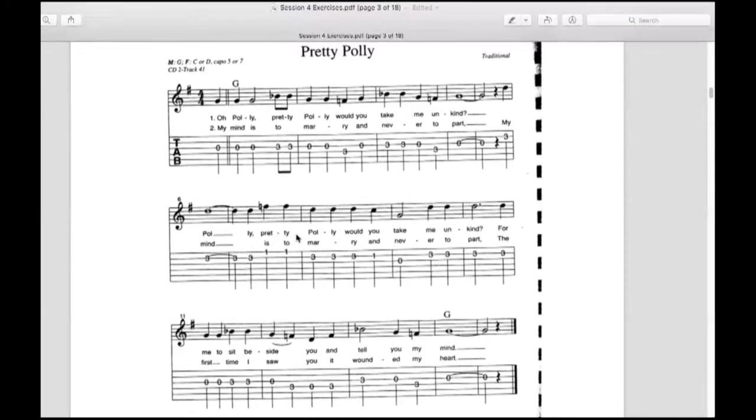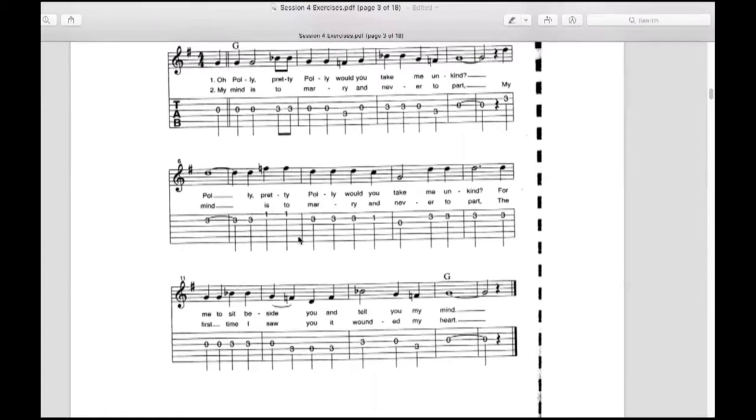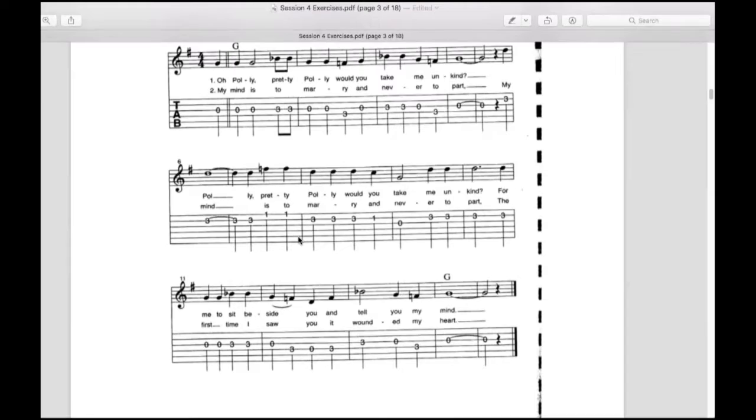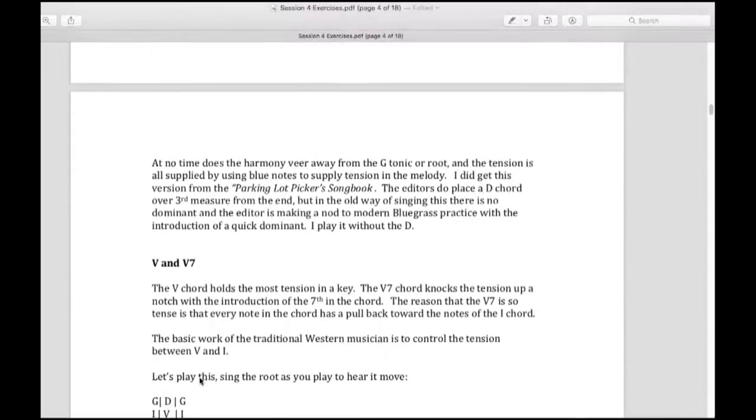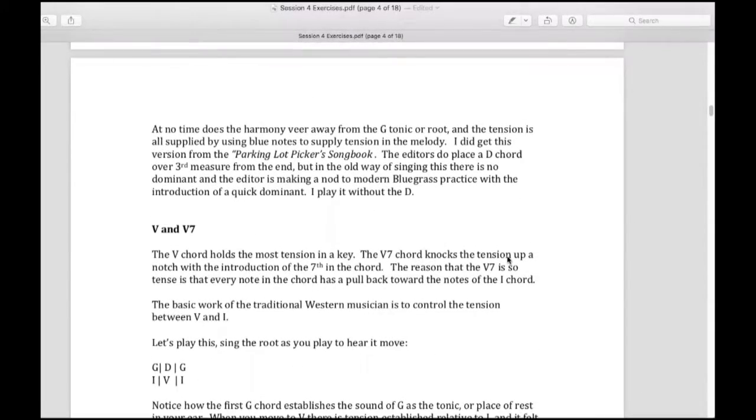So you see there's no 5-chord at the end. It's all done with this blues inflection there. So that's a tune that can be played with simply a 1-chord. At no time does the harmony veer away from the G or tonic or root, and the tension is all supplied by using those blue notes to supply tension in the melody.